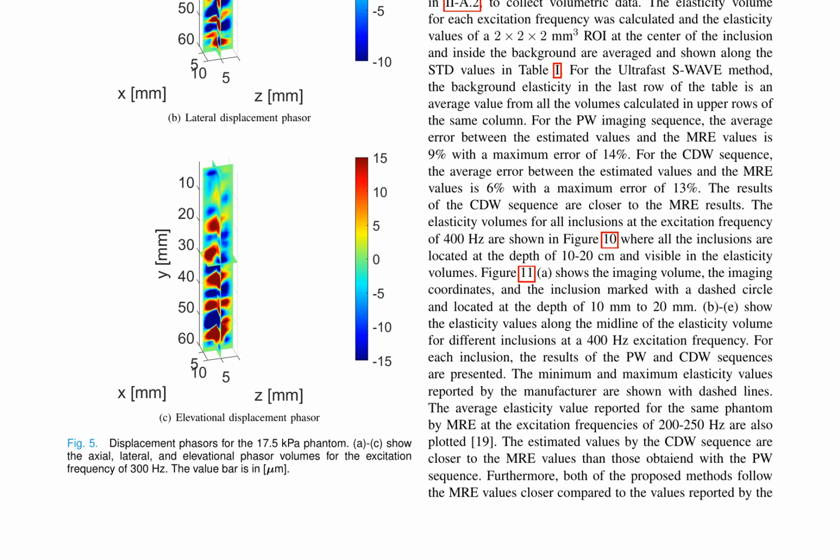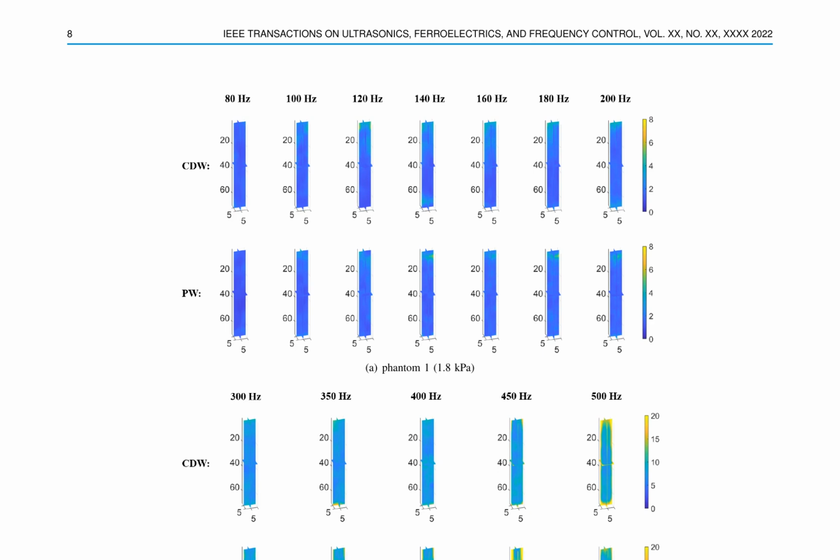by the manufacturer. The elasticity volumes for the homogeneous liver fibrosis CIRS phantoms are presented in Figure 6, showcasing results for 3 distinct phantoms with stiffness levels of 1.8 kPa, 7.8 kPa, and 17.5 kPa. Each subplot displays the elasticity volumes for a specific excitation frequency, comparing the outcomes of the plane wave, PW, sequence and compounded diverging wave, CDW, sequence.